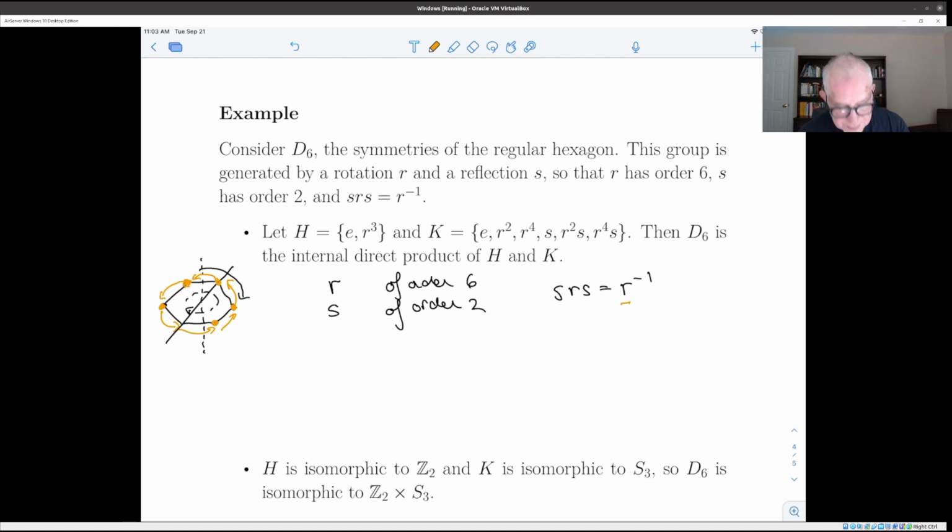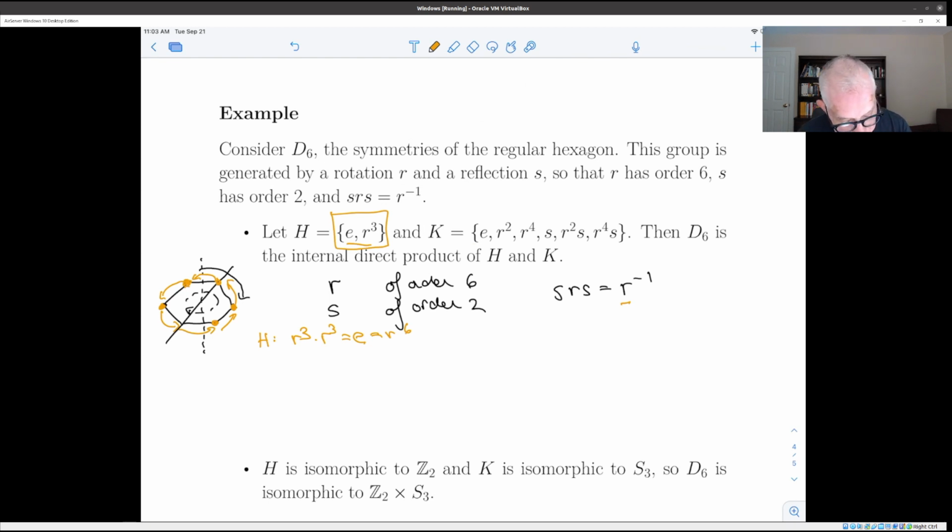We have two subgroups of the dihedral group. One is generated by the identity and the threefold rotation. And that's a subgroup because r cubed times r cubed is the identity. It's r to the sixth. And so this is a little subgroup here of order 2.